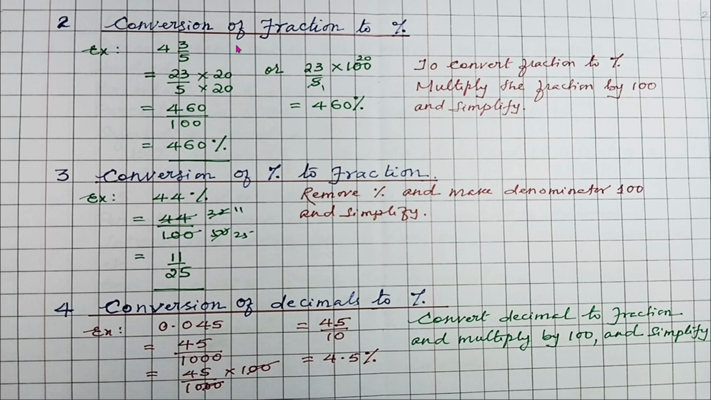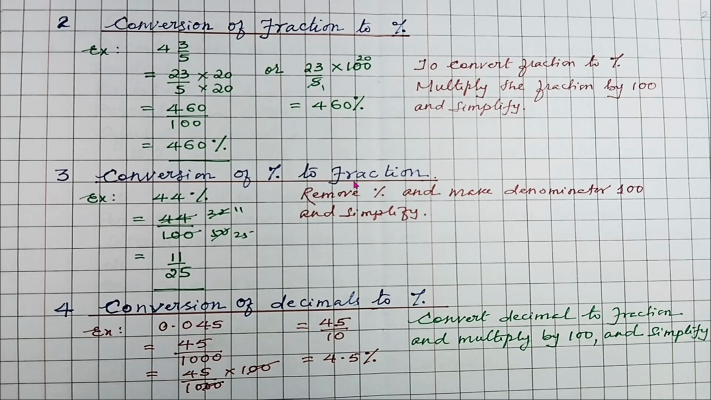460%. So to convert a fraction, the simplest method would be to multiply 23 by 5 into 100. So 23 by 5 into 100 will become 460%. So to convert a fraction to percentage, multiply the fraction by 100 and simplify it. That is the simplest method.